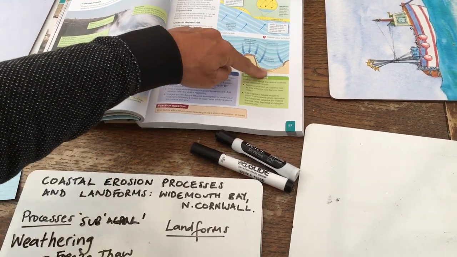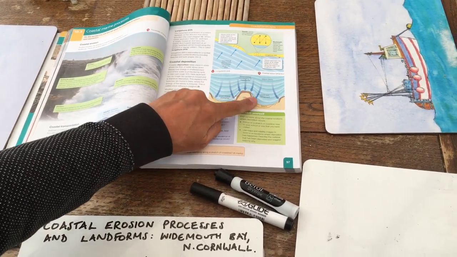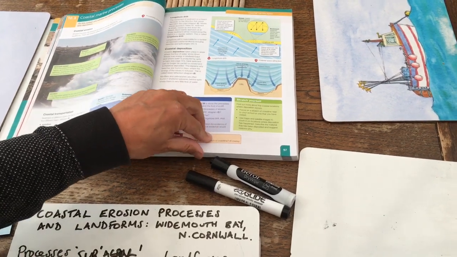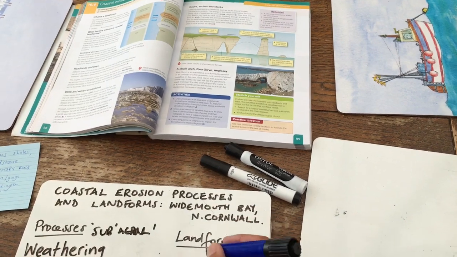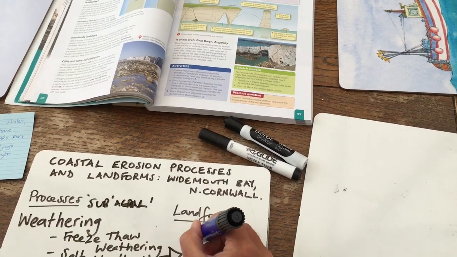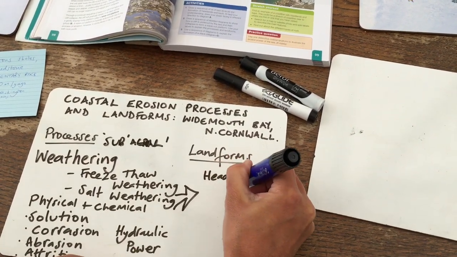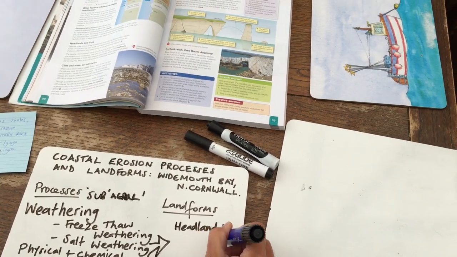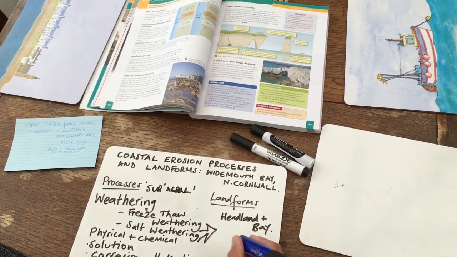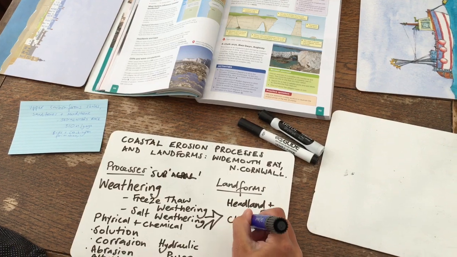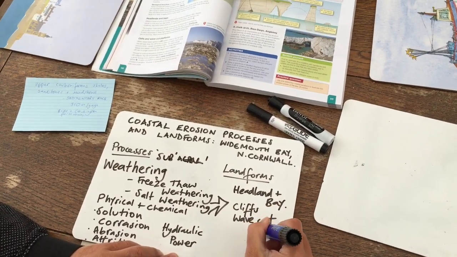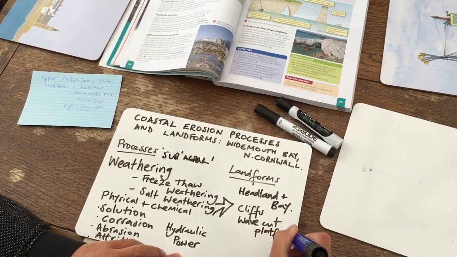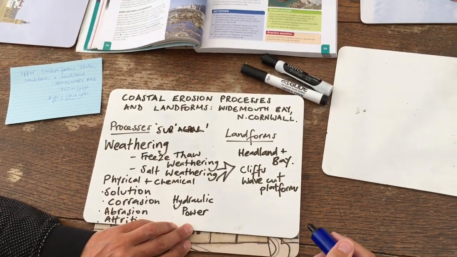We have a bit about wave refraction, which you'll see on the footage when we go out in the field. I talk about wave refraction, have a read of that. And then we've got different features. We've got the headland and bay. We've got cliffs, wave cut platforms, and these are all erosion landforms that form because of this.